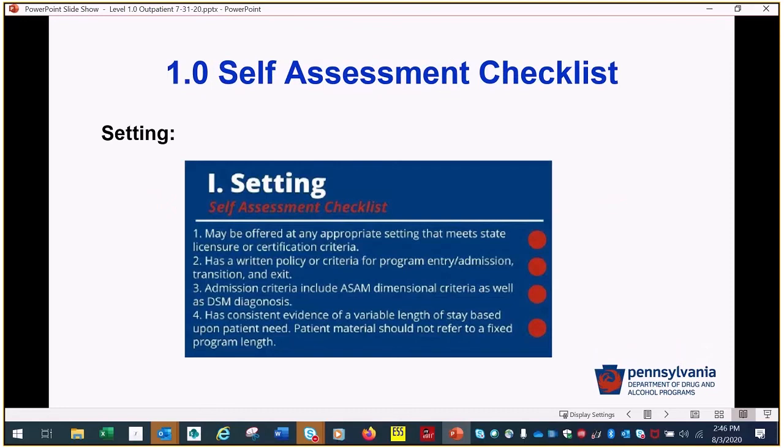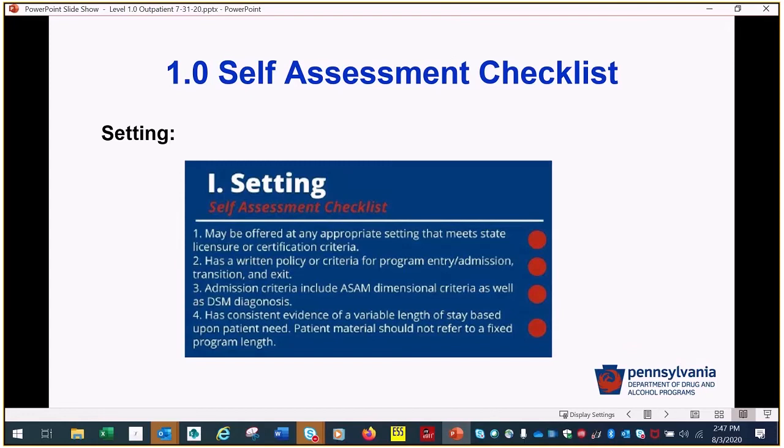So, looking at the blue square on page 1 of the self-assessment checklist covering the setting characteristic, a provider would read through each numbered item in the block and place a check mark in the corresponding red circle to indicate that this element already exists at the facility. Those items or red circles that remain unchecked will need to be addressed in order for the program to be fully aligned with the ASAM criteria.